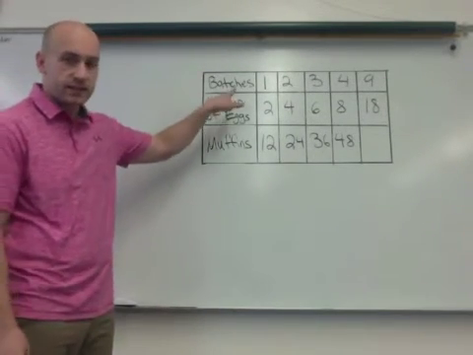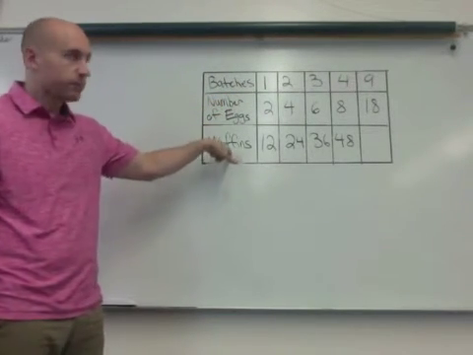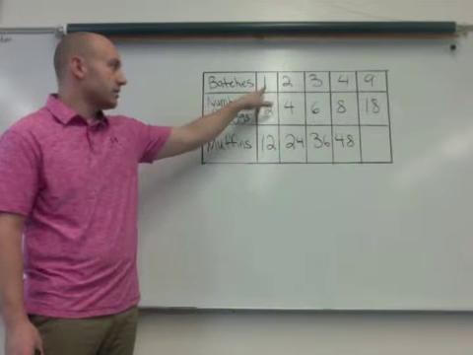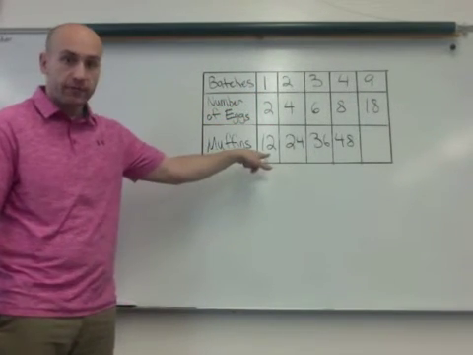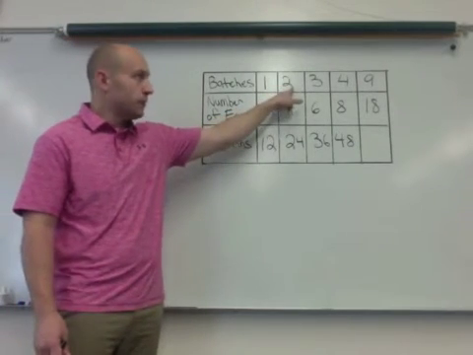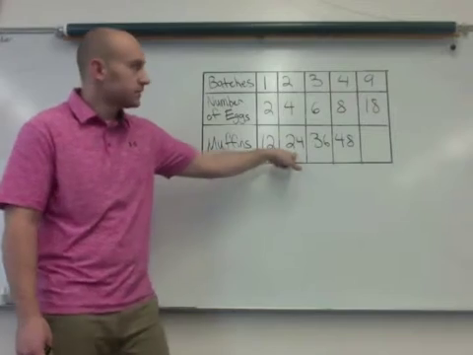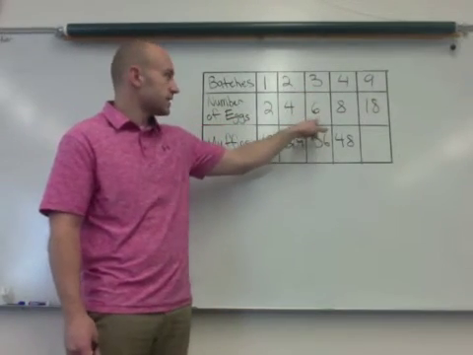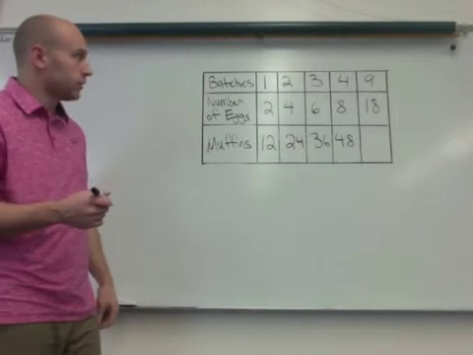So as we can see, this table is talking about batches, number of eggs, and muffins. So for each batch, one batch, you need 2 eggs and 12 muffins. Okay? Then if I have 2 batches, I need 4 eggs and I get 24 muffins. For 3 batches, I need 6 eggs and I get 36 muffins, and so on. So let's find some patterns really quick.